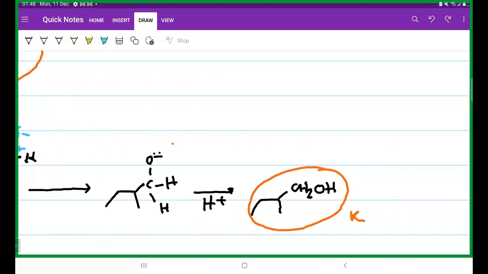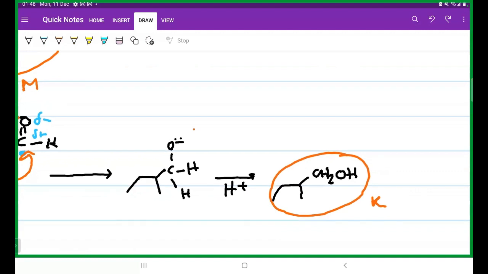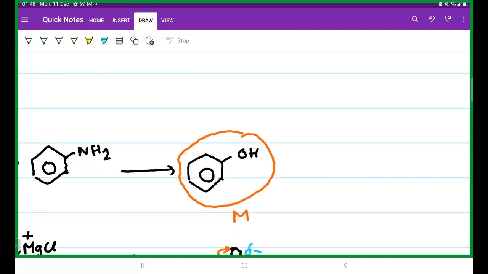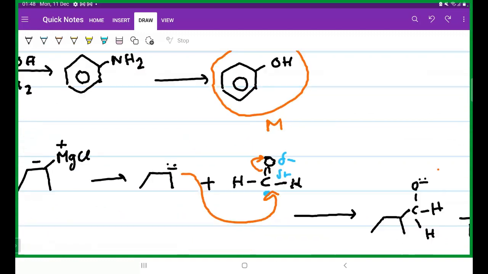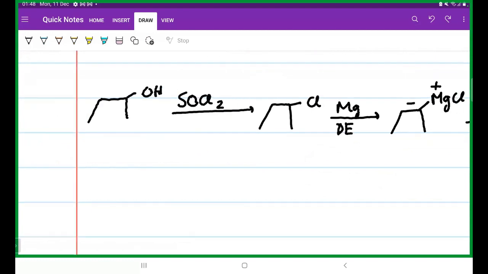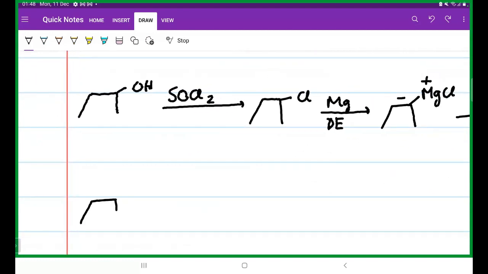K is more important for us because this K will now react with phenol, right? K will react with M and H plus. Let's try to make these two guys react. Phenol.